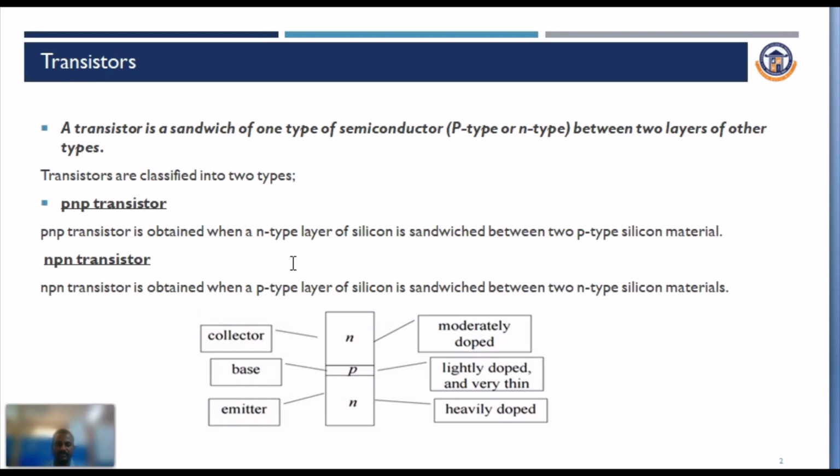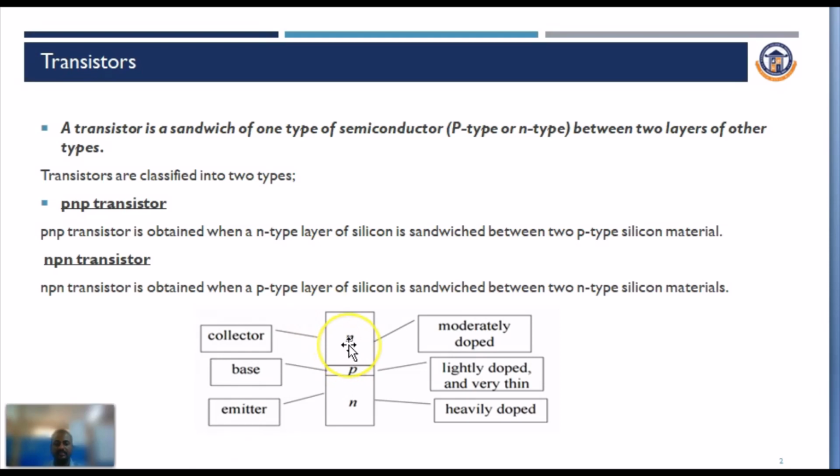A PNP transistor is obtained when an N-type layer of silicon is sandwiched between two P-type silicon materials, whereas an NPN transistor is obtained when a P-type layer of silicon is sandwiched between two N-type silicon materials.